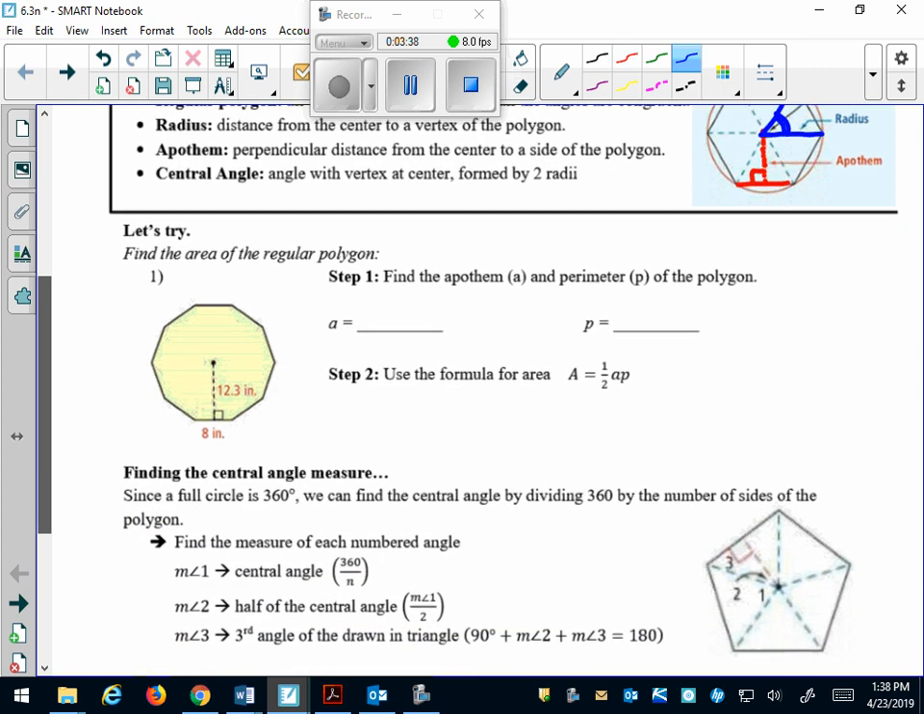All right, so we'll do this nice first easy one to ease ourselves into it here. Formula is 1/2 AP. We need to know A, we need to know P. What they've given us is this labeled diagram here. What's the A? 12.3. What's P? Well, each side is 8. We'd have to know how many sides. 1, 2, 3, 4, 5, 6, 7, 8, 9, 10 sides. So what's the perimeter? 80.